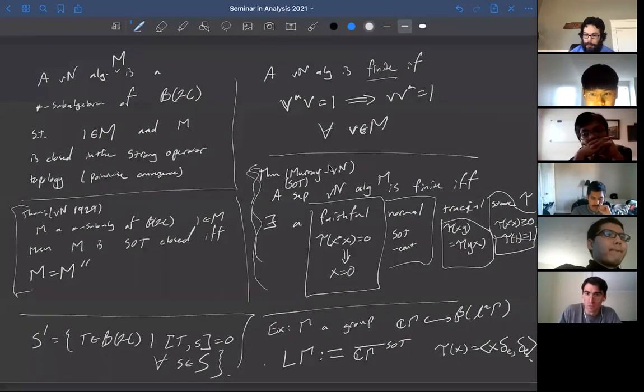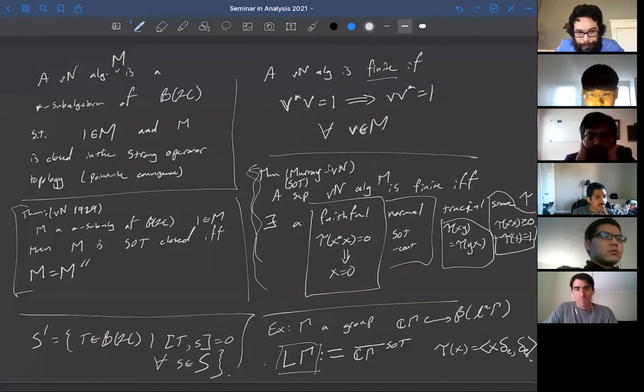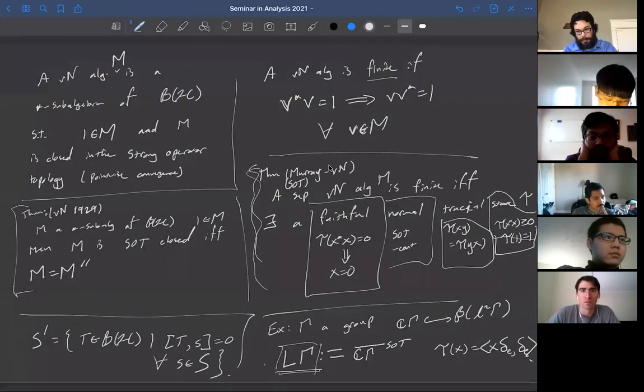So this is the group von Neumann algebra. And there's a lot of interest in classifying group von Neumann algebras. You start with a group, you get a von Neumann algebra, and there's a lot of interest in classifying these. We'll do some of it. We already did one example. We saw that this von Neumann algebra is amenable if and only if the group is amenable. So we see that there's some connection between the group and the group von Neumann algebra.